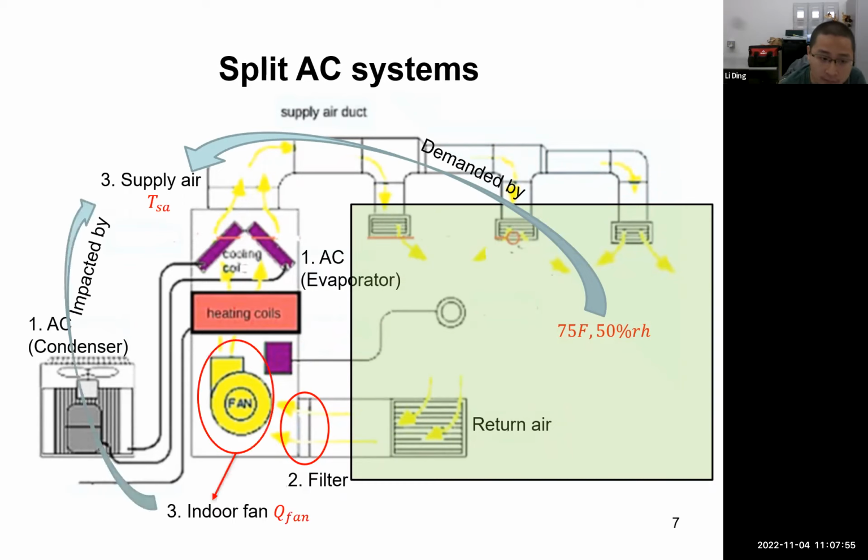This supply air temperature is also impacted by the indoor fan, because the indoor fan can change the airflow rate, and lower airflow rate results in lower supply air temperature. Also, the supply air should be distributed appropriately, so diffusers are required. The last one is the thermostat. This is for occupants to control the system. So we will discuss all the components one by one.